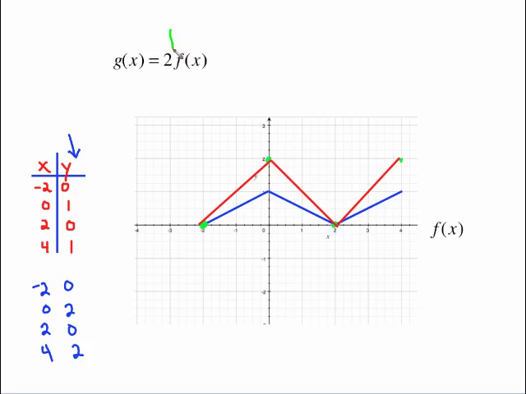Well, look where the 2 is. The 2 is outside of the f of x. If it were inside with the x, then I'd know it's an x thing. Because it's outside of the f of x, then I know it's going to happen to y. And since it's happening to y, it's doing exactly what it says. It says 2 times y, so that's what I did. I didn't do anything to the x values.